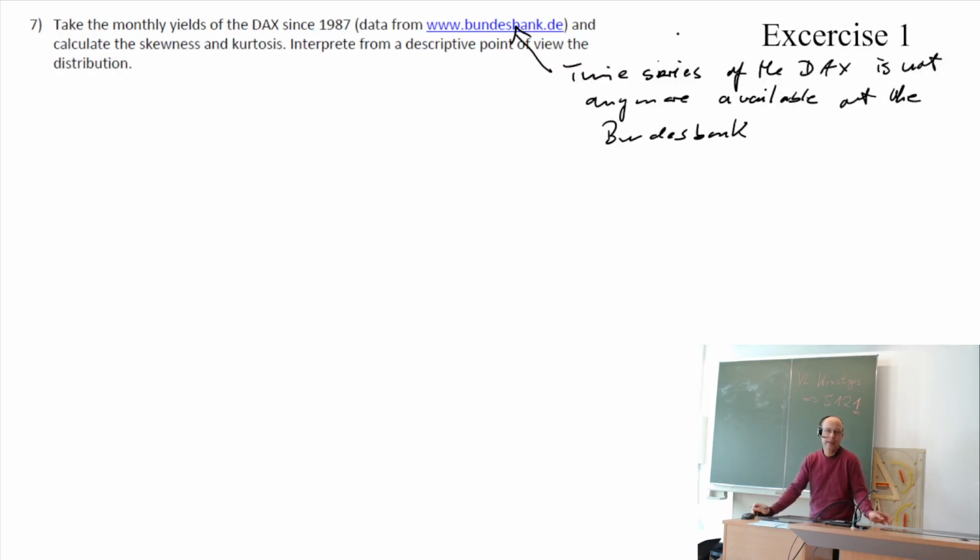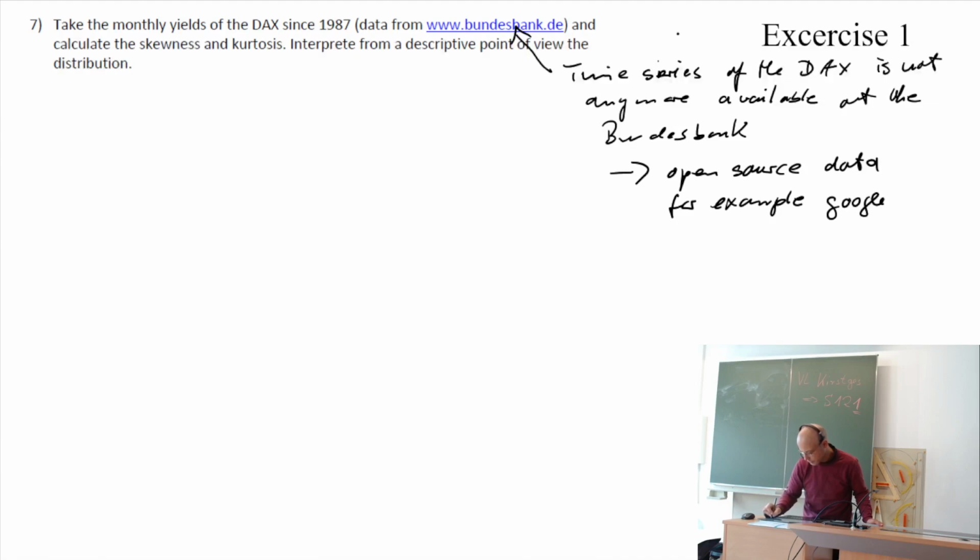Then, yeah, I used some other open source because I don't want to pay for it. If you go to the German stock market, then you have to pay for an account to get directly the data. But in the internet, you quite often find also free data and open source data, for example, at Google Finance.